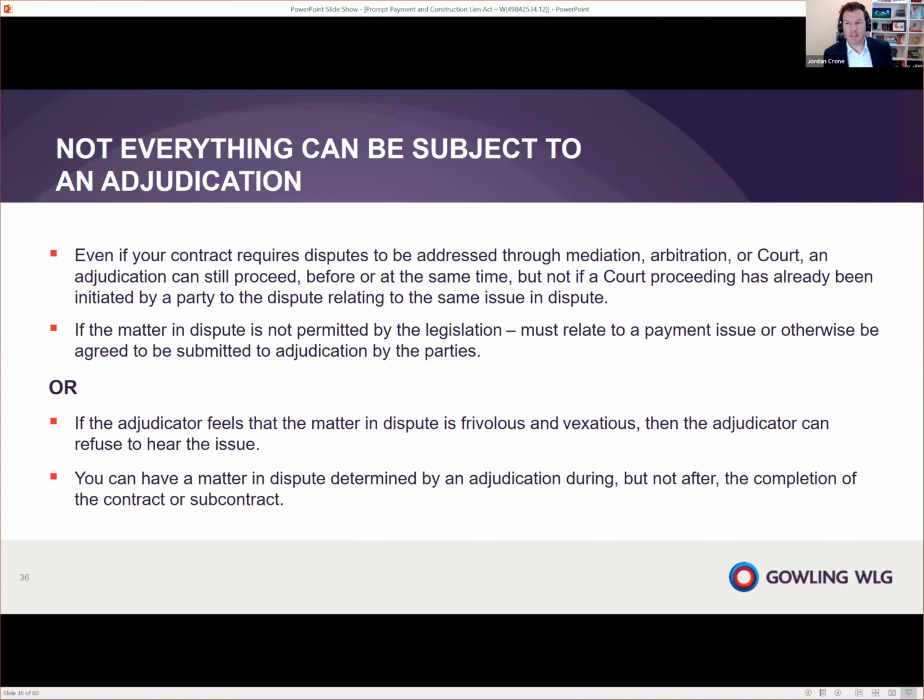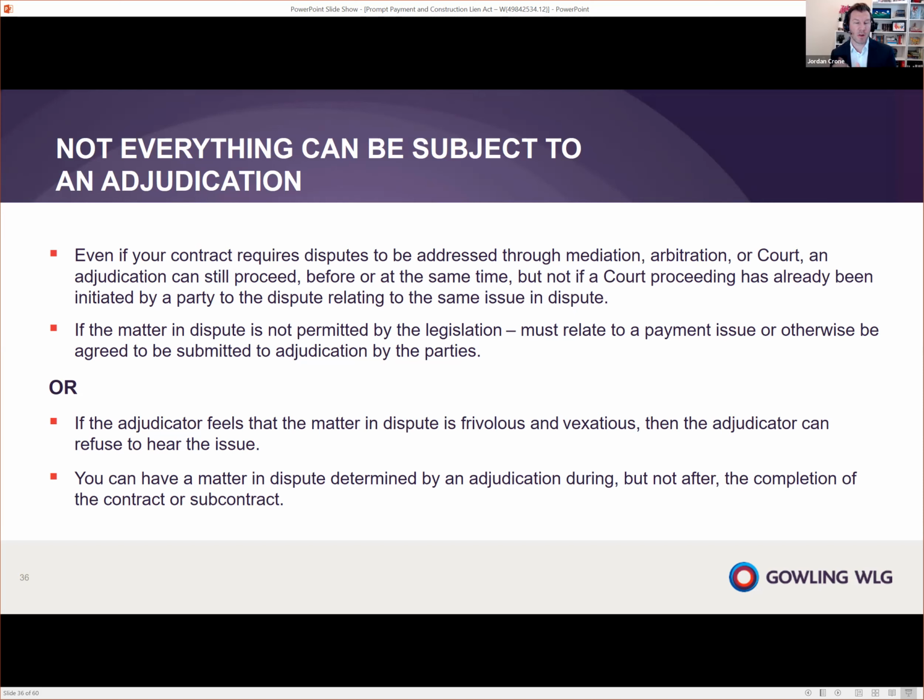So that sort of means, well, what can't be sent to adjudication? Well, if it's not a valuation, you can't send it to adjudication. But one of the things that's interesting is if your contract says, listen, if you have a dispute, you're going to have to deal with it through a mediation, through an arbitration or court, you can still avail yourself of adjudication. You just have to go to an adjudication before a court proceeding has been commenced as it relates to those facts in issue, the same issue. And if you get in before that, then you can go to an adjudication.